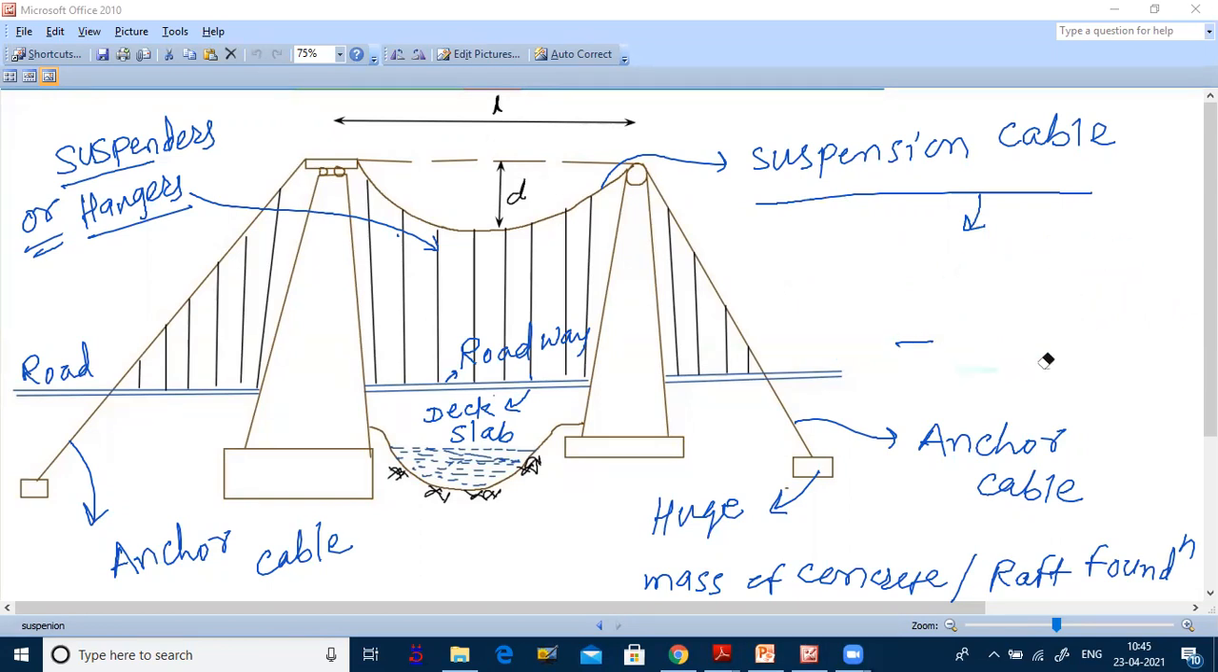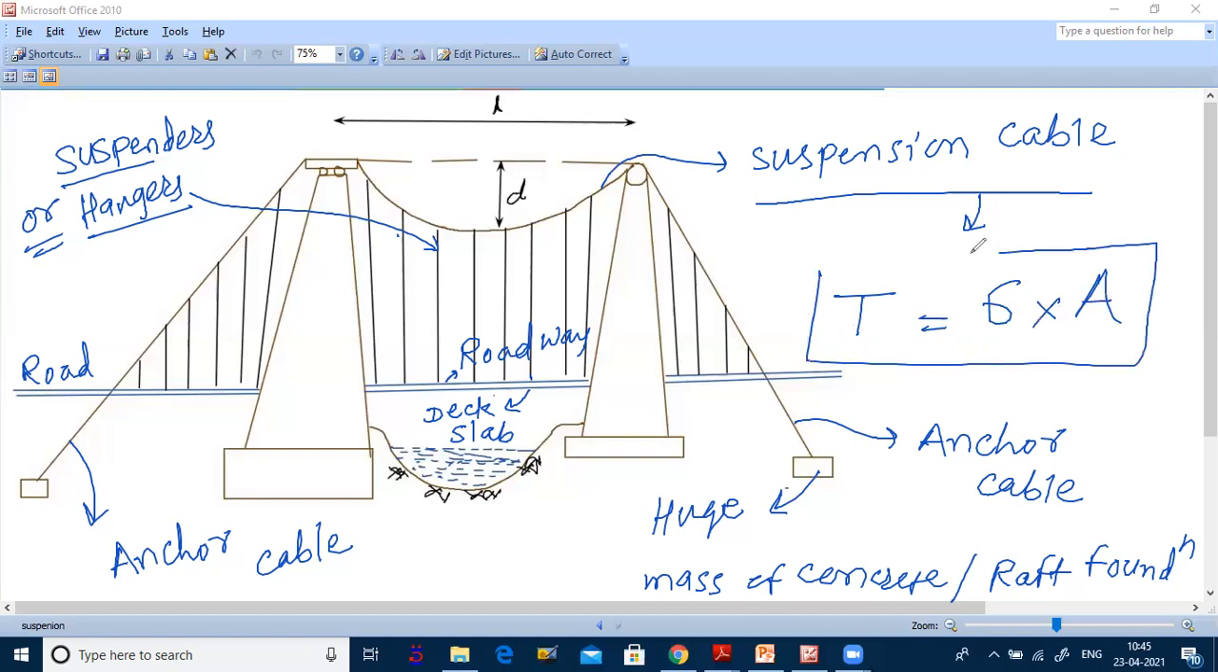So direct tension T is equal to the stress multiplied by the area, right? So direct tension T is nothing but the stress in that particular cable multiplied by the area of the cable, and you get the tension in that particular cable, right?